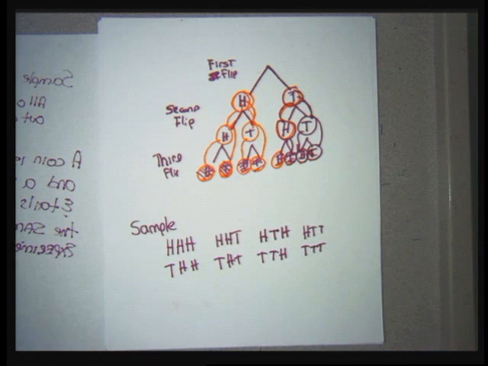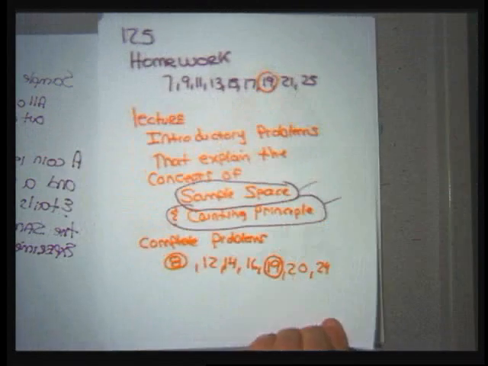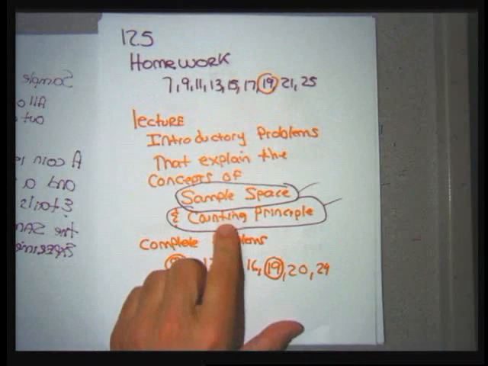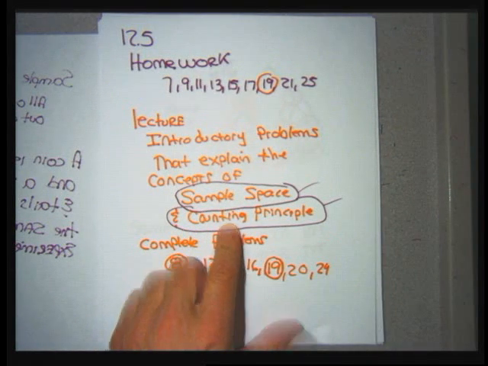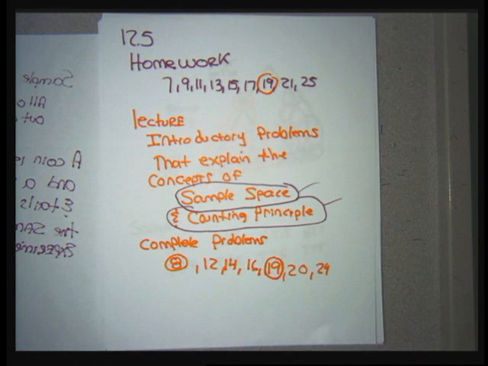When the problems get more complicated, it's going to be real nice to know how many elements are going to be in your sample space to know whether you've got them all or not. And that's where the second thing I need to talk about comes in. The counting principle is a technique that you can use to figure out the number of elements that are going to be in your sample space.